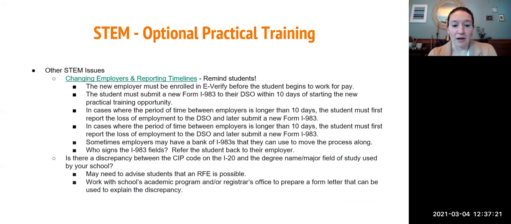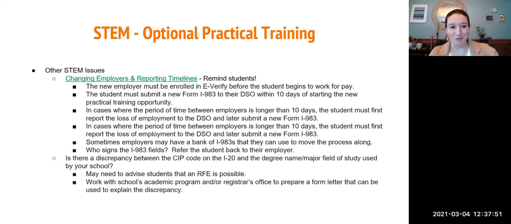For example, at the School of Public Health, they have a program in quantitative methods, which is basically a combination of epidemiology and biostatistics. It's extremely heavy on linear algebra and high-level statistics courses. So it's very clearly a mathematics field. And the SIP code used on their I-20s is for epidemiology, which is 26.1309. That is a STEM field.